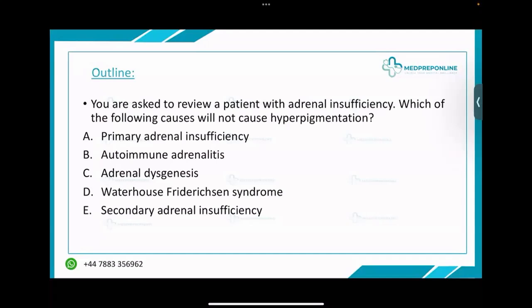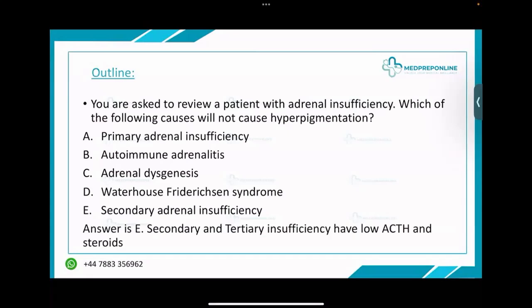But in secondary adrenal insufficiency, the defect is at the level of the pituitary. So you will not have an increase in ACTH. As we know, ACTH has some properties which are analogous to melanocyte stimulating hormone. We find hyperpigmentation in all cases of primary adrenal insufficiency, correct? So E is the correct answer here.